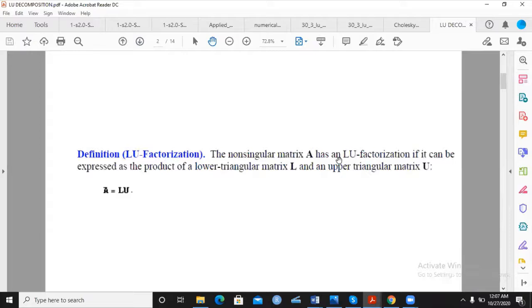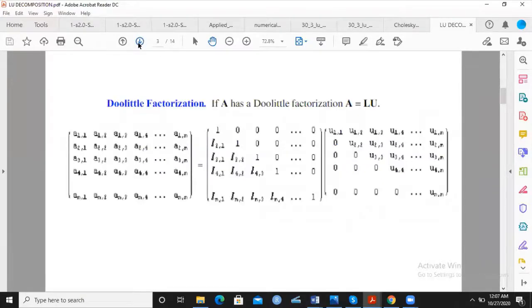Okay, by LU factorization we mean that A can be written as a product of a lower triangular matrix and an upper triangular matrix. So if we can write A as a product of a lower triangular matrix and an upper triangular matrix, then we say that we can do the LU factorization. Okay, this is the basic definition.